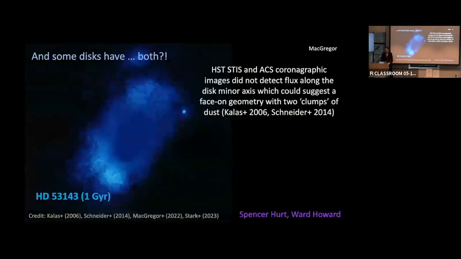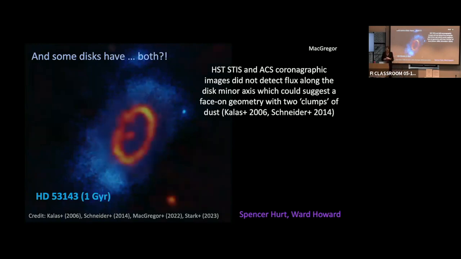Okay, and then there's some really fascinating systems that are just very confusing. So this is a disk called HD 53143. And again, I'm showing you the Hubble image, but in this case, it looks terrible. It's a very blah looking disk. So the original explanation was that this was an edge-on disk and it had resonant clumping in it. So these brightenings are actually coming from some kind of clump. This is the ALMA image.